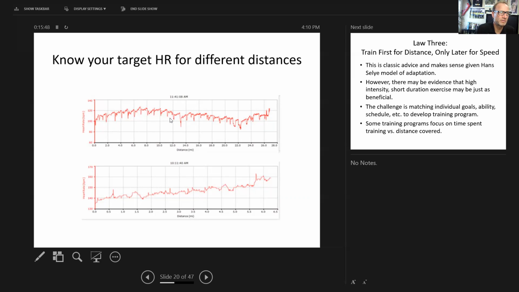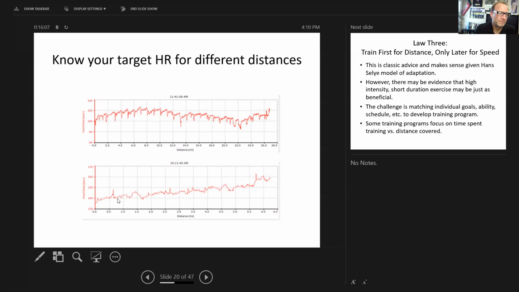This person's following a run-walk program. They're running, then they're walking. They're running, then walking, running, walking. And the heart rate is coming down for each walk that they do. That was a strategy this person employed in order to cover that 26.2 miles consistently and successfully.